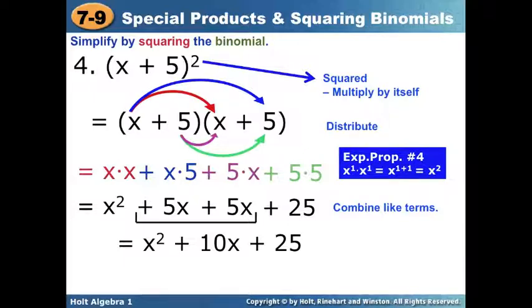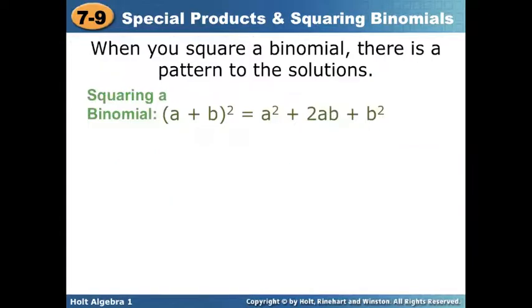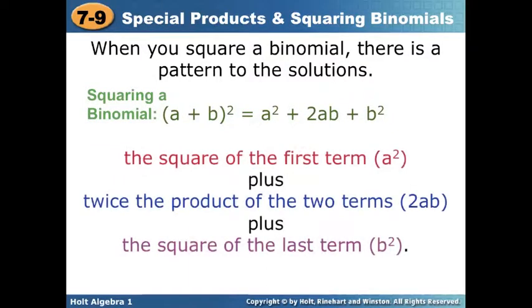When working with squaring binomials, you should see a pattern. Go ahead and copy this to your notebook paper. Squaring a binomial, if we have the a plus b quantity squared, it equals a squared plus 2ab plus b squared. In words, this means the square of the first term plus twice the product of the 2 terms plus the square of the last term.